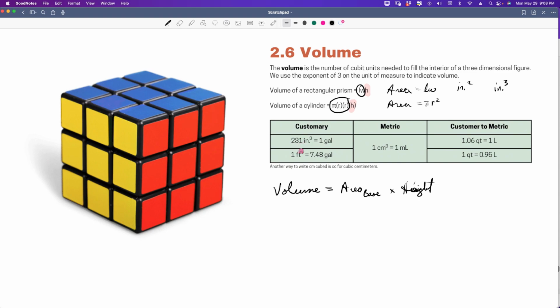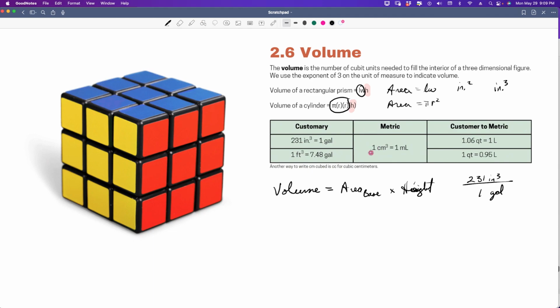Now, in the customary system, that's our U.S. standard system, 231 cubic inches is the same as 1 gallon. So we can actually use a unit of reference. 231 inches cubed is the same as 1 gallon. And notice gallon is not cubed because the gallon is already a volume measure. It's already volume, so we don't have to cube it. It's already cubed. Same thing in the metric system.